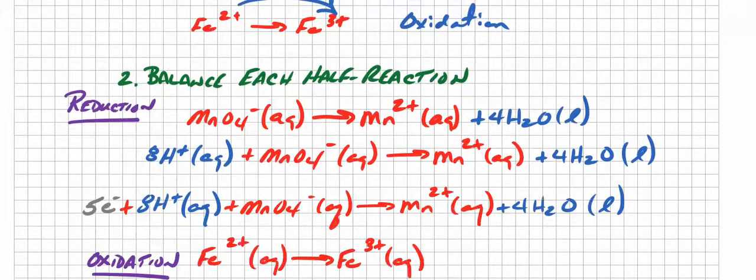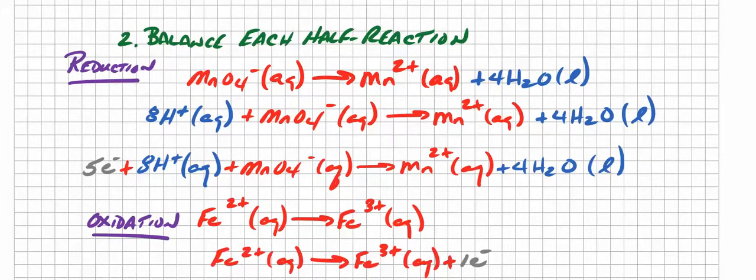Well, the next thing we're going to do is balance each half reaction. So let's start with the reduction half reaction. We're going to start with the permanganate ion, the MnO4 minus ion, and it's going to become Mn2 plus. So manganese obviously is already balanced. We've got 1 manganese on the left-hand side, 1 manganese on the right-hand side. So we're good there. But we've got 4 oxygens on the left-hand side, and before we've added water, we had no oxygen. So the question is, how do we add oxygens? The answer is, again, with water.